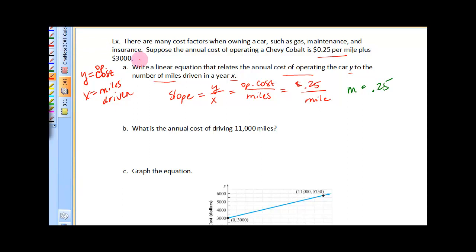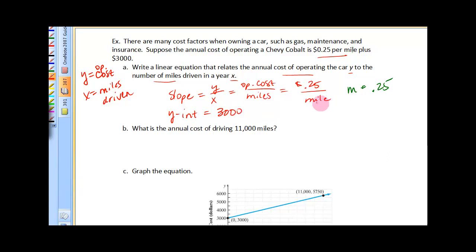And we know that in the sentence it says it's 25 cents per mile plus $3,000. The $3,000 is our starting point for the year. If you had this car sitting in your driveway and you didn't move it one bit and you didn't put gas in it, you didn't maintain it, you didn't have insurance on it, nothing, it would still start out being $3,000 flat out plus the rest of the stuff, according to this model. Okay, so our y-intercept is our starting point, and that is why we get $3,000.